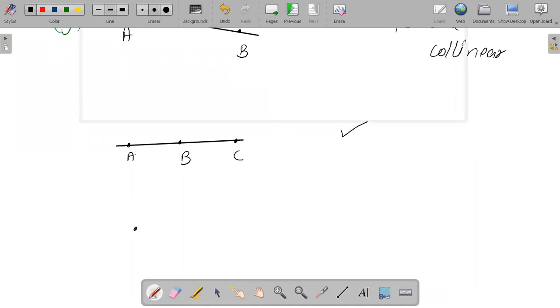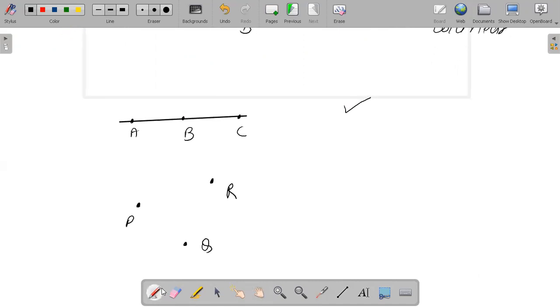Now, can you tell me, will this be collinear? P, Q, and R. Will P, Q, and R be collinear? If we draw 2 lines, then they'll be collinear. No, but all 3 points should be on the same line. So is it possible for all of the 3 points to be on the same line? It's not possible. So P, Q, and R are not collinear.